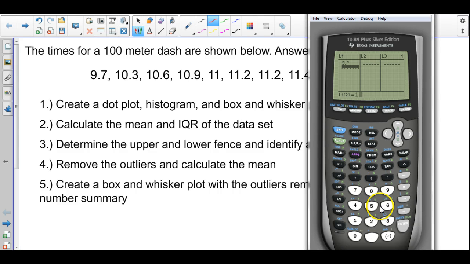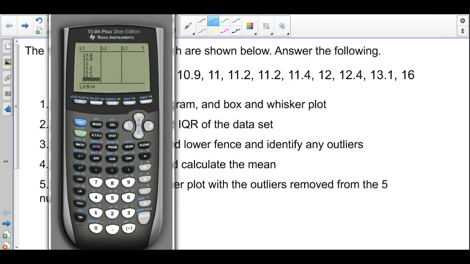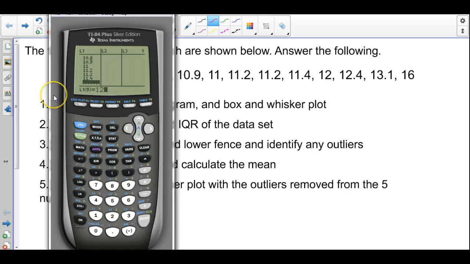So 9.7, 10.3, 10.6, 10.9, 11. I need to slide this over. Okay, 11.4, 12. Okay, so a total of 12 data points are going into the calculator.